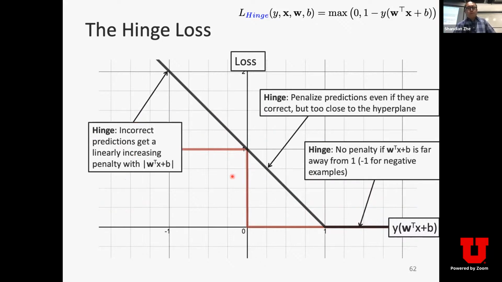So hinge loss, right? Incorrect predictions get a linearly increasing penalty with the size of the absolute value of the classification score. Hinge loss also penalizes predictions even if they are correct, but too close to the hyperplane. That means they're inside the margin. Hinge loss only gives no penalty when your example is far away from the margin. Okay.